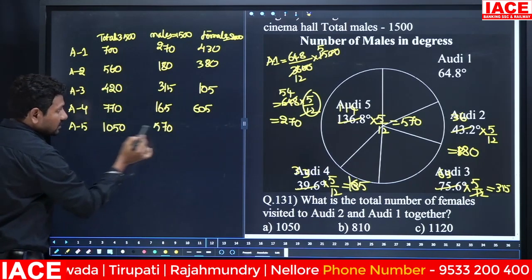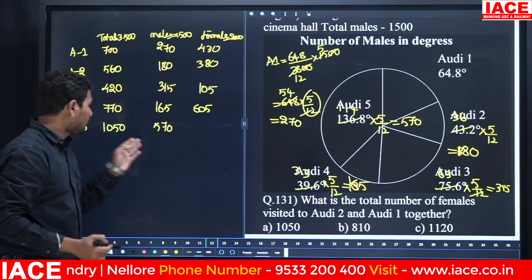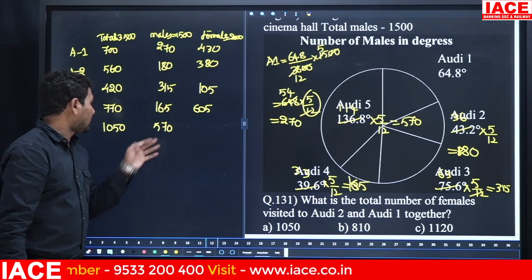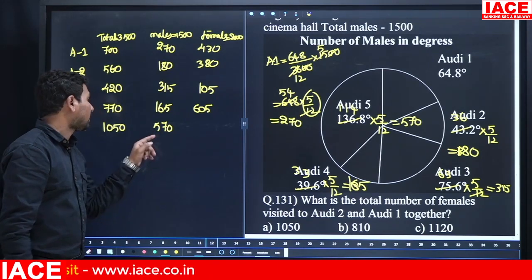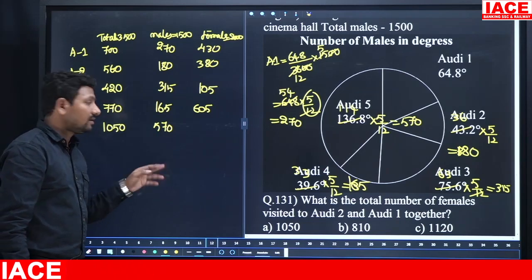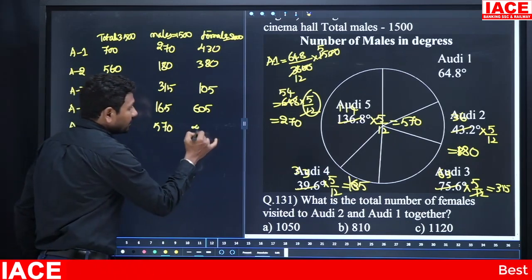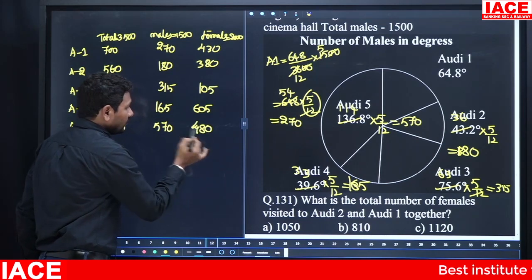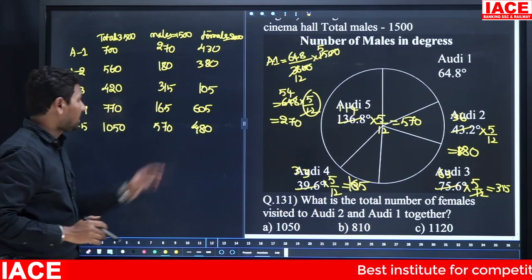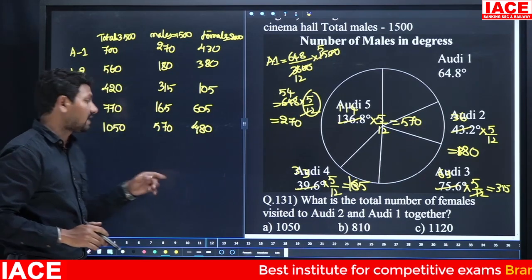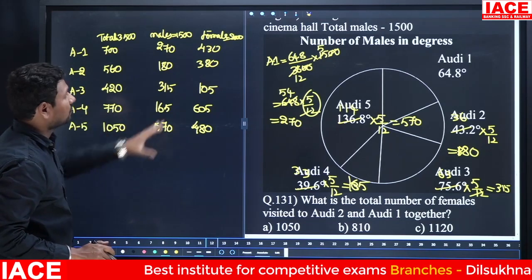Next, 1050 minus 570. Here, how much can we add? 480 will be added. For example, 500 plus 500 is 1000, already completed. Then we can add 480: 400 plus 500 is 900, 80 plus 70 is 150, and 150 plus 900 is 1050. This is the overall table.